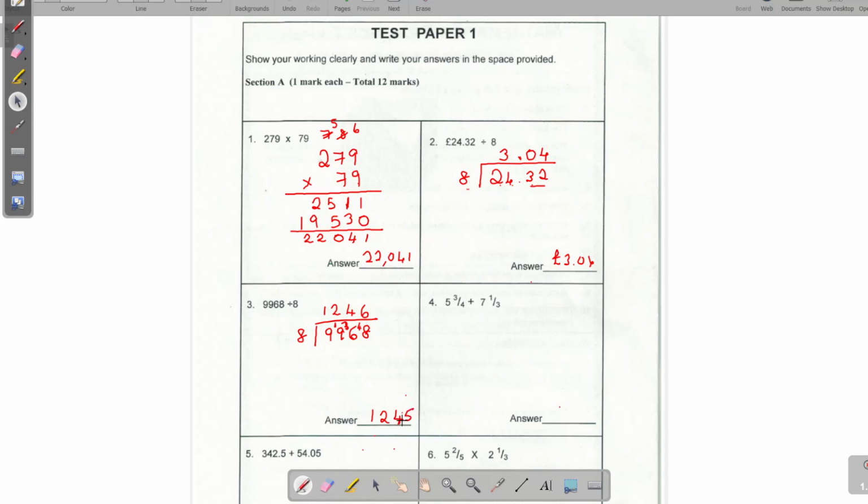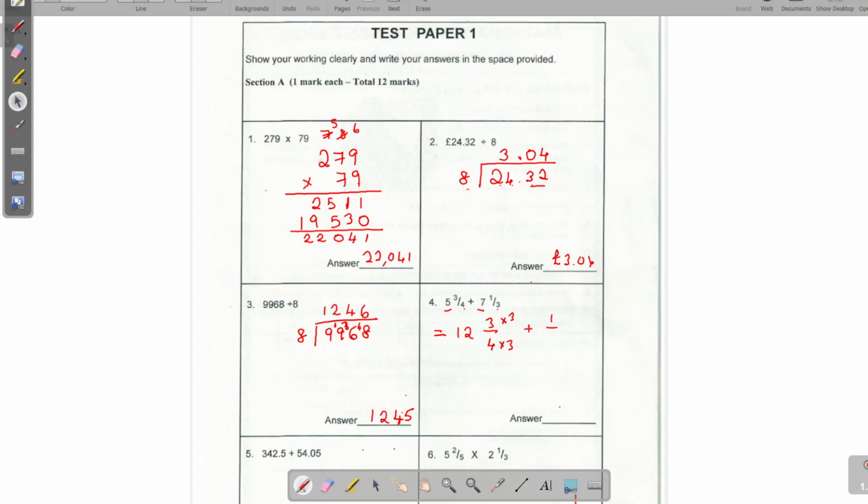Question 4. We need to do the whole number first. So let's add the whole number. 5 plus 7 is 12. Then we will make the denominator the same. To make the denominator the same, we are going to multiply this by 3. Whatever you do to the bottom, you do to the top.